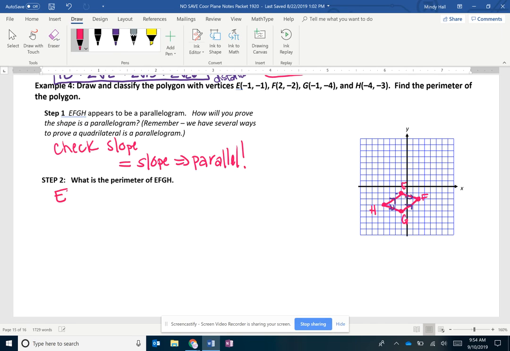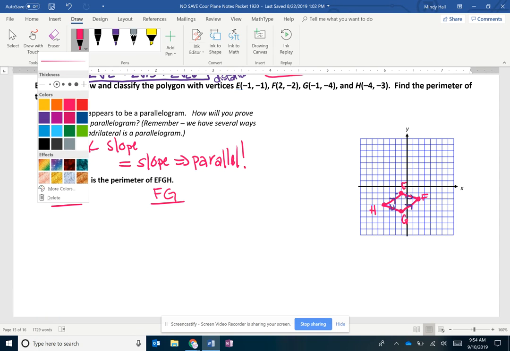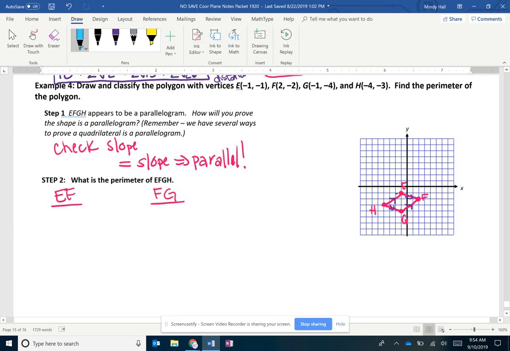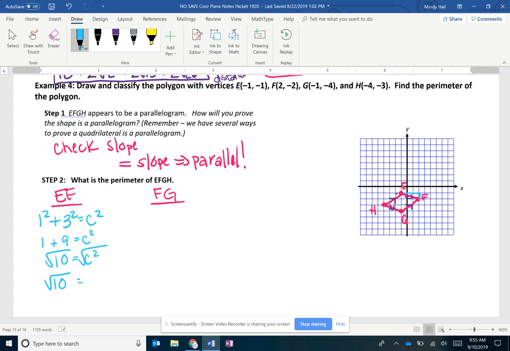So I can actually find what EF is, and I can find what FG is, and then I can do my perimeter. So if I start with EF, that is up 1 and over 3. So my right triangle would be 1 squared plus 3 squared equals c squared. That gives me 1 plus 9, which is 10. And when you take the square root, we cannot simplify the square root of 10, so it just stays root 10.